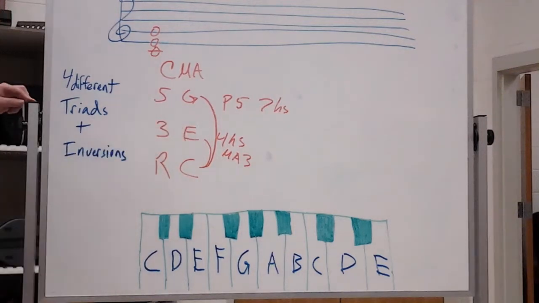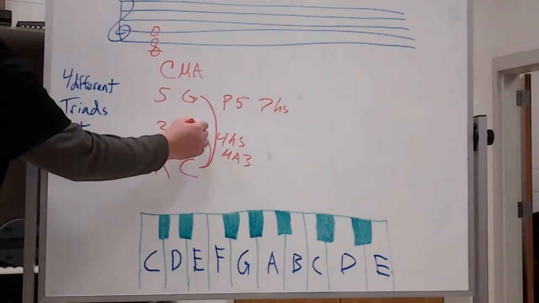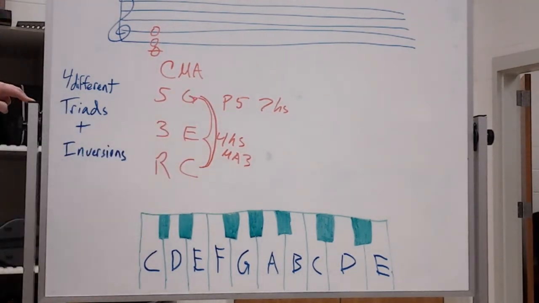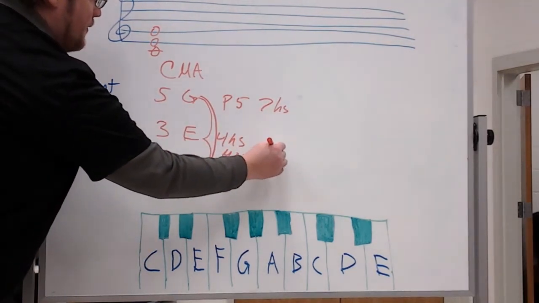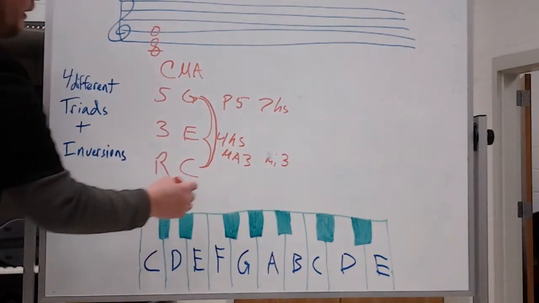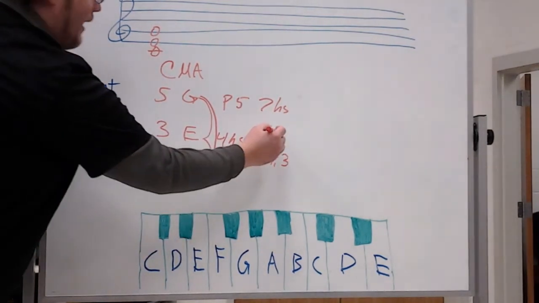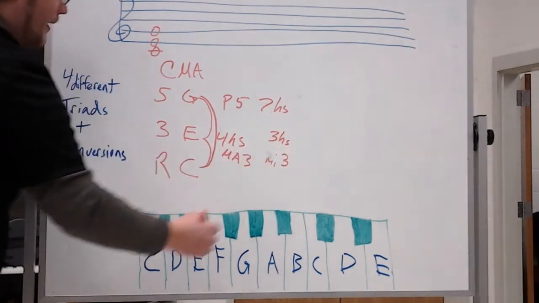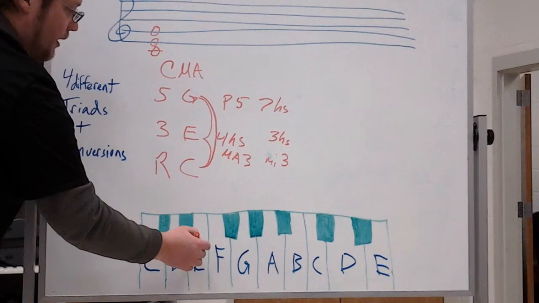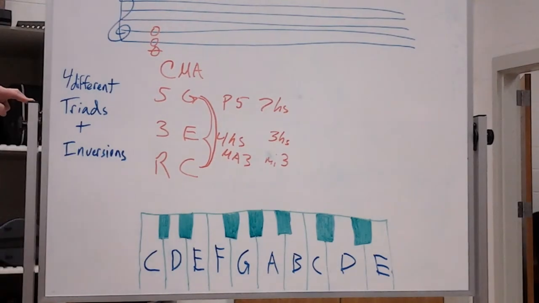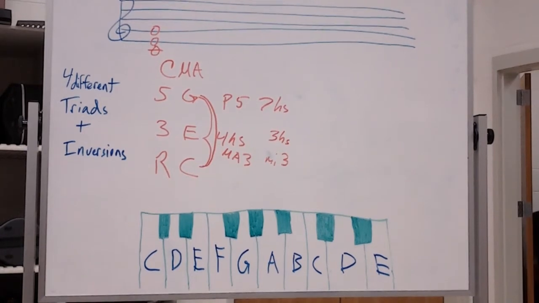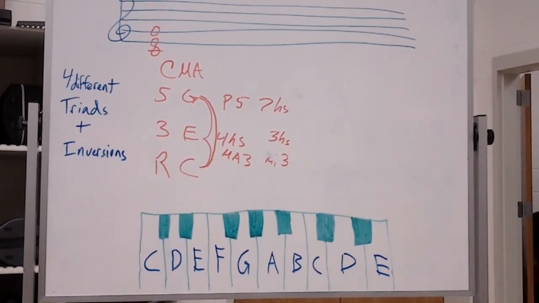There is also one more interval within this triad that's a little less important, but really good to know. The distance from the third to the fifth, E to G, is also a minor third. So if the major third is 4 half steps, a minor third is going to be 3 half steps. I'm counting from E up to G. E, F is 1, F sharp 2, G is 3. So 3 half steps from E to G gives us our minor third.